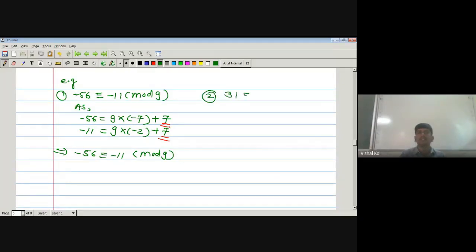Okay, now let us take the second example. Check whether 31 is congruent to minus 10 modulo 7. 31 can be expressed as 7 into 4, 28, 28 plus 3. So the remainder is 3. Minus 10 is nothing but 7 into minus 2, minus 14, minus 14 plus 4. Whether the remainder is the same.